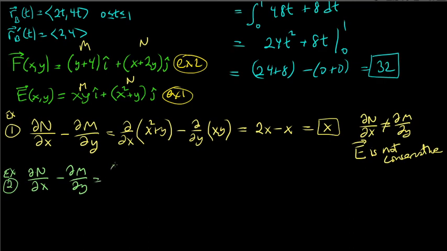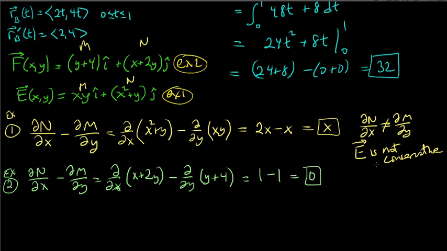Yeah, so partial of n with respect to x. N here is x plus 2y, right? Minus the y partial of m, which is y plus 4. So the partial of x plus 2y with respect to x is just 1, and the y partial of y plus 4 is also 1. When you subtract, you get 0. So that tells me that the partial of n with respect to x equals the partial of m with respect to y. So the vector field F is conservative, right?